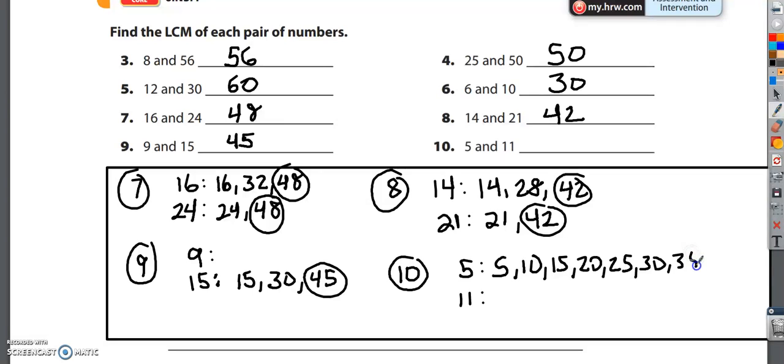35, 40, 45, and I'm kind of out of room here, so I'm just going to do this mentally. I'm going to keep counting by 5s, but what I'm going to do is maybe quickly do my 11s. 11s are super easy. 11, 22, 33, 44, 55, and that's my answer right there. 55 is a multiple of 5. It's also a multiple of 11.